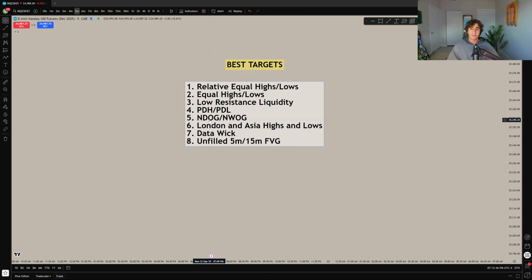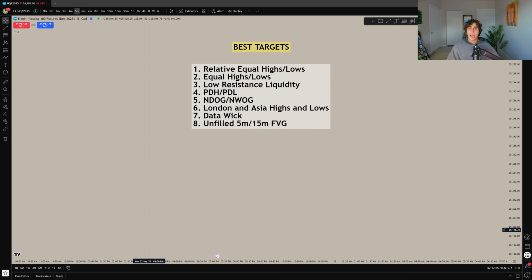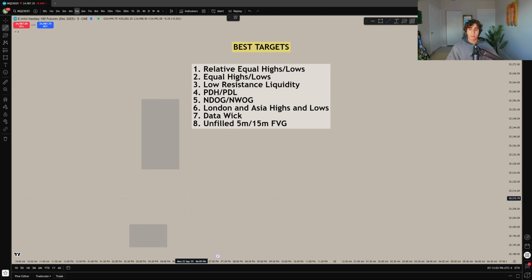And then fifth, we have new day opening gap and new week opening gap. Okay, so the new week opening gap forms just every Monday, right? So every Monday, typically we will see some sort of gap happen. We'll just have like a gap up and you'll see a big imbalance in the market, right? This usually happens on Mondays at 6 p.m. So just look at that. Usually we do have some sort of imbalance in the market, and that's a great area that price likes to trade into.